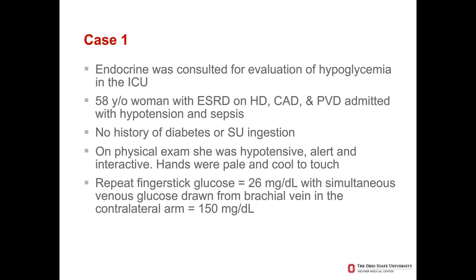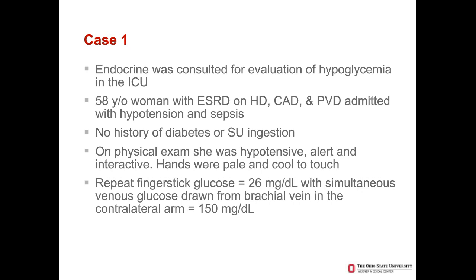However, at that point, we drew a simultaneous sample from her brachial vein in the contralateral arm, and we found that that value was 150. Now, to me as an endocrinologist, it was very obvious that when someone has known vascular disease and their hands are pale and cool to the touch, we should not be doing finger sticks.